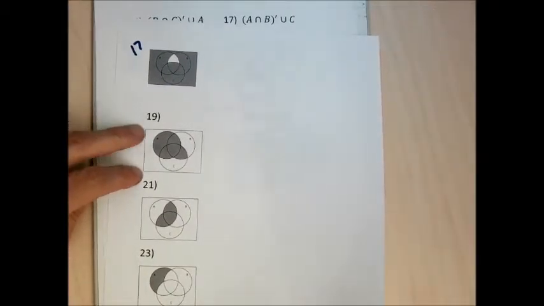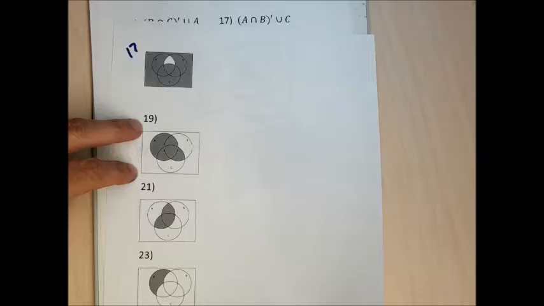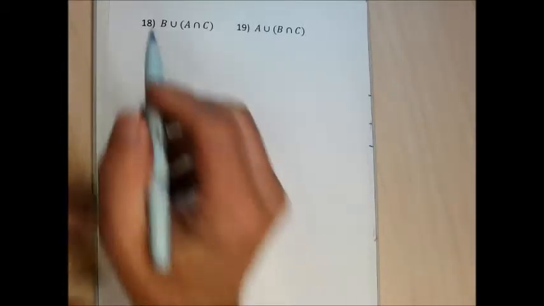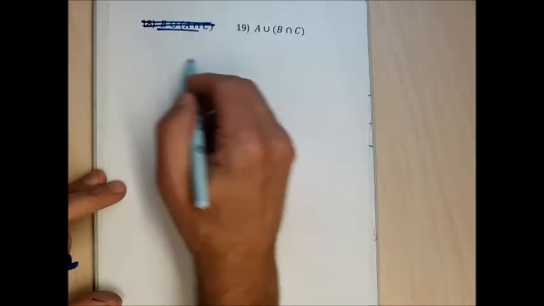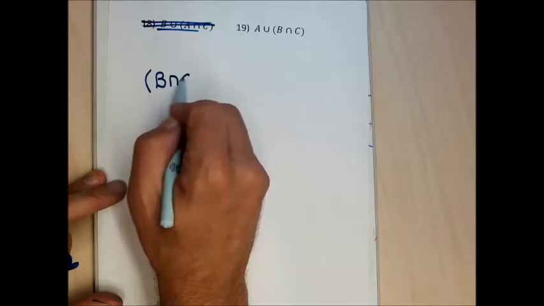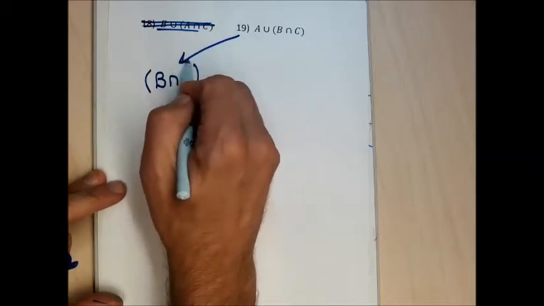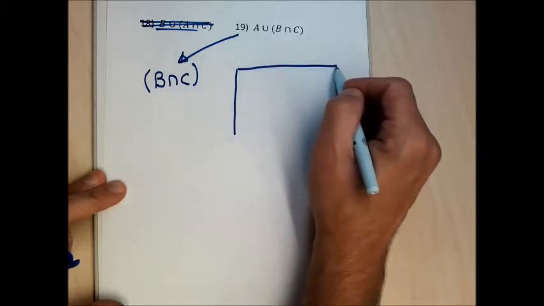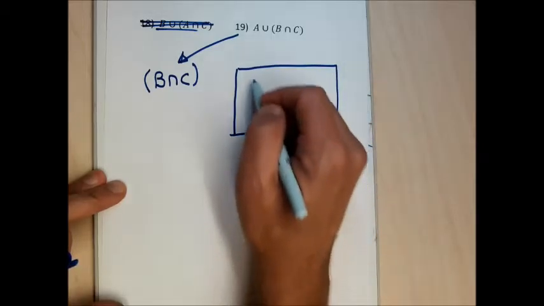Let me walk through 19 with you and see if we can get this really odd looking region for our shading. It's actually going to be an easy problem. So in 19, I won't do 18, I'll do number 19 for you. In 19, because there's a parentheses, I have to do it first. So the inside of the parentheses in number 19 wants me to do B intersection C. And again, that's just where the B and the C circles overlap.